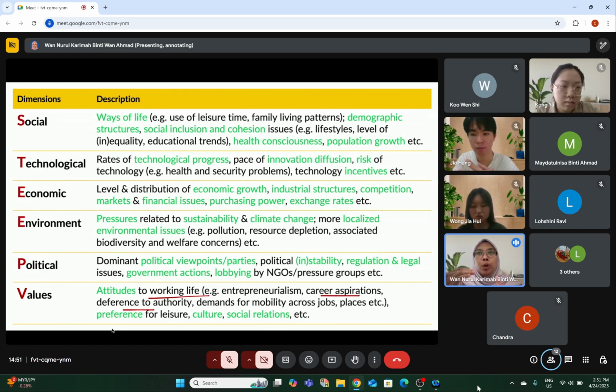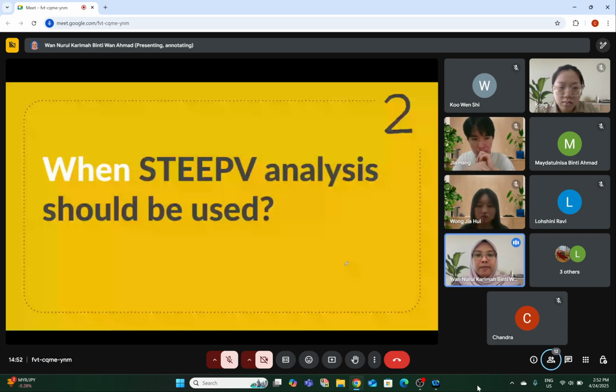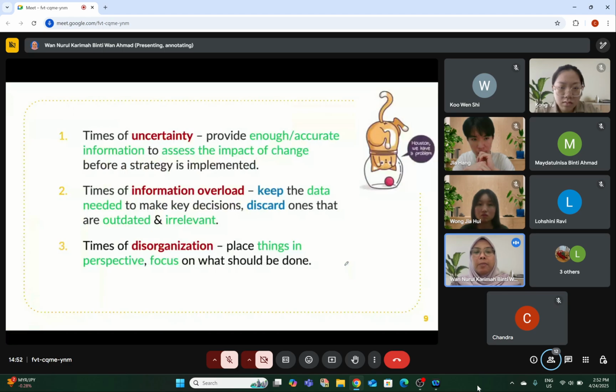Once you get used to identifying the statement, and you know how to categorize them, you know how to make sense of that statement, then you will not have much problem in STEEPV analysis. So STEEPV analysis should be used in times of uncertainty, when we have too much information.